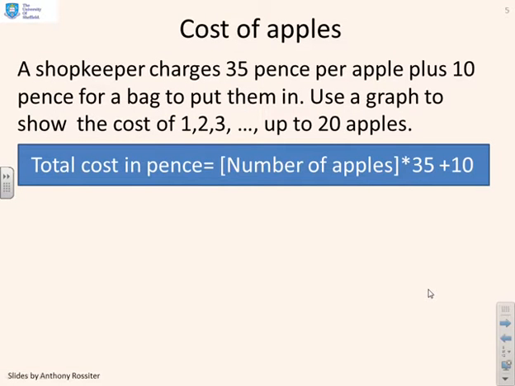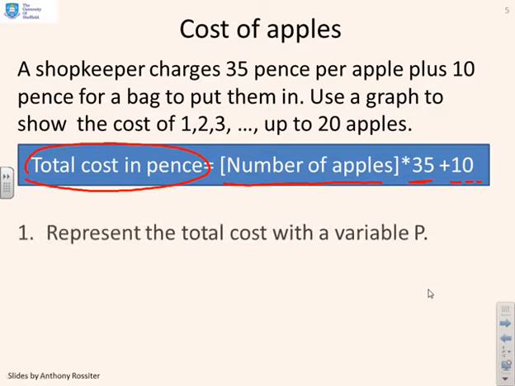We'll start then with the cost of apples example. A shopkeeper charges 35p per apple plus 10p for a bag to put them in. Use a graph to show the cost of up to 20 apples. Now we did that in the previous video, and here is the formula that we came up with. That the total cost in pence is the number of apples times 35 plus 10. So yes, that's a neat formula, but it's quite lengthy to write. Total cost in pence, 4 words, number of apples, 3 words, and so on. So what are we going to do? We're going to simplify this.